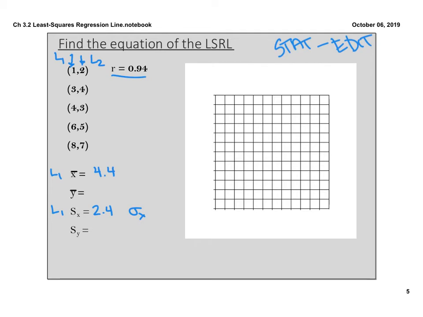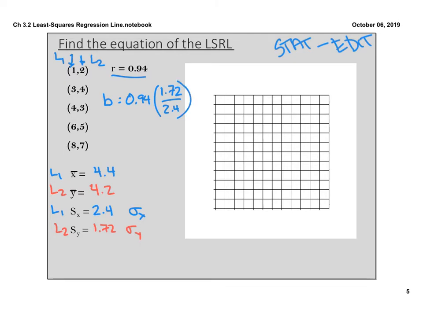And then I'm going to hit calculate again. My mean there, so this is L2. My mean is 4.2. And again, you're looking at the standard deviation. My standard deviation there is 1.72. Okay. All right. So if I wanted to calculate the slope, my slope is that B. That's where I have the 0.94 times the standard deviation of Y divided by the standard deviation of X.